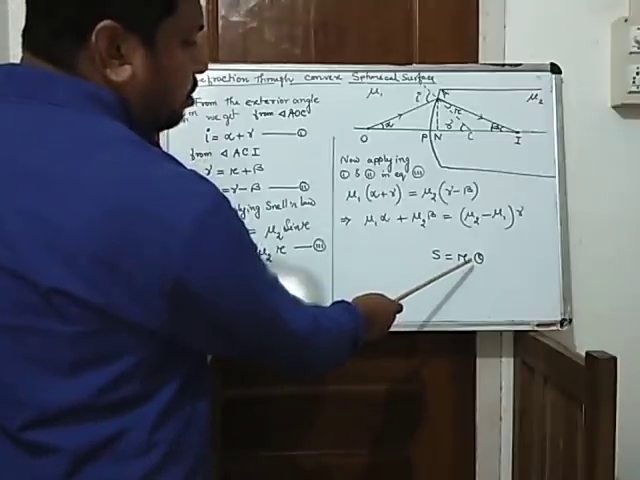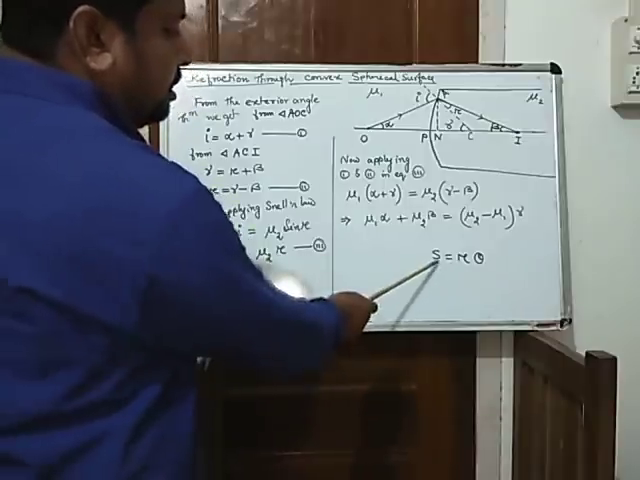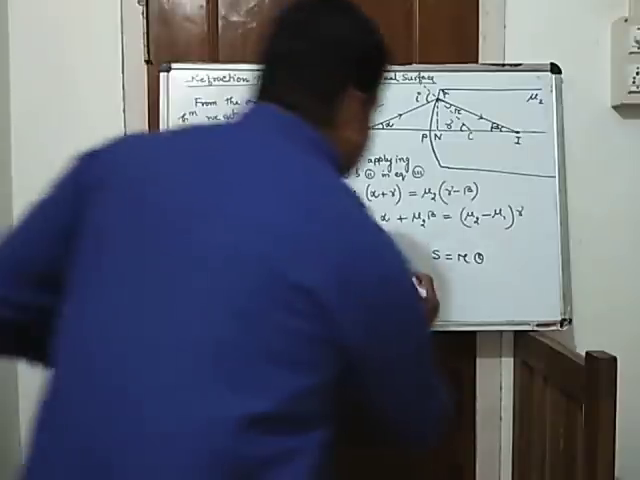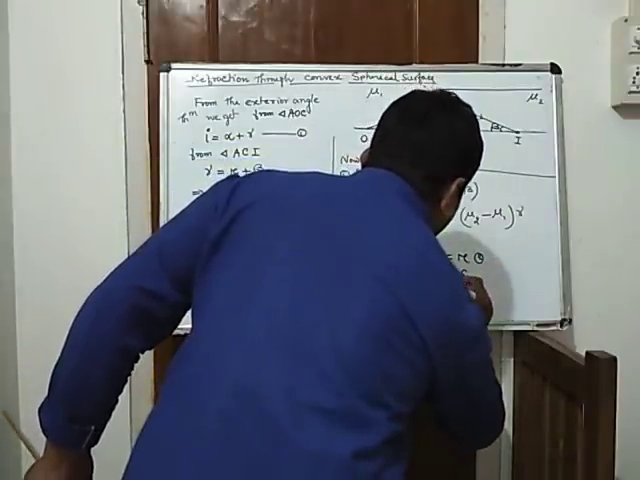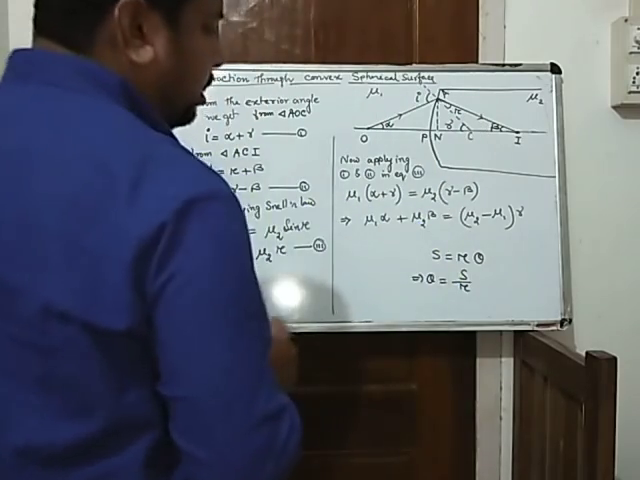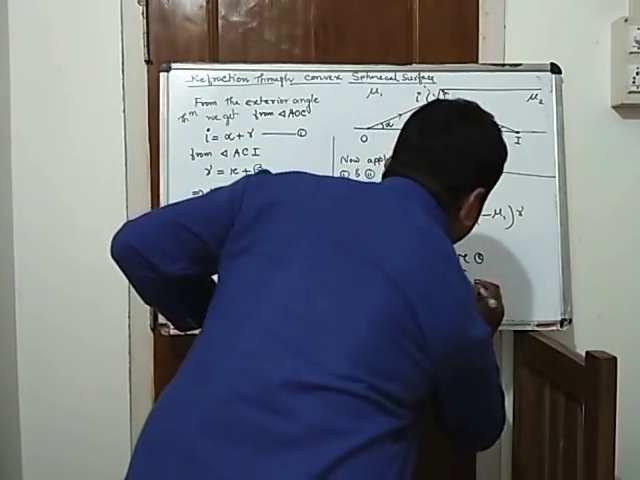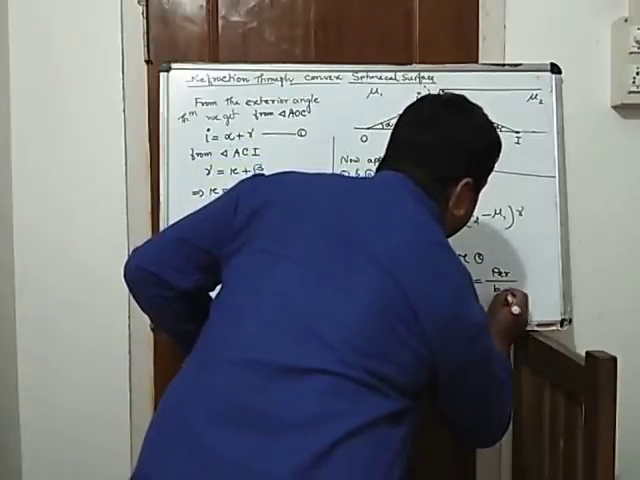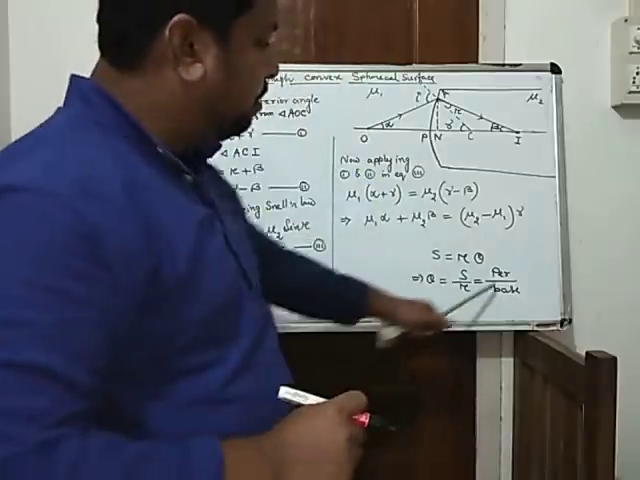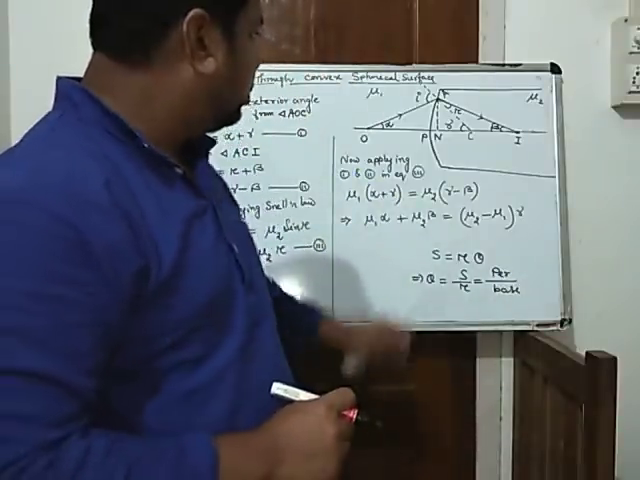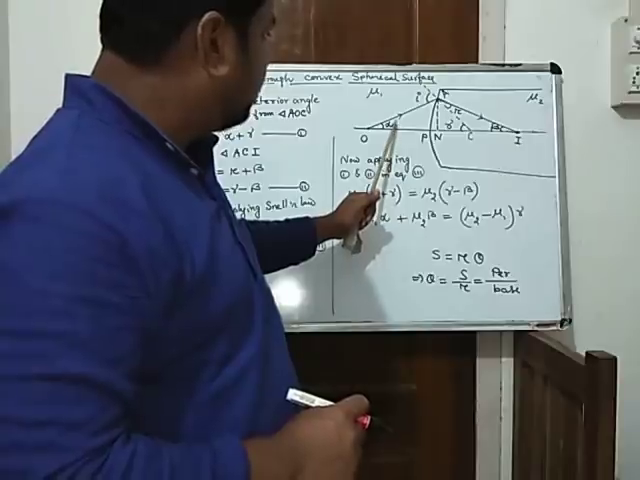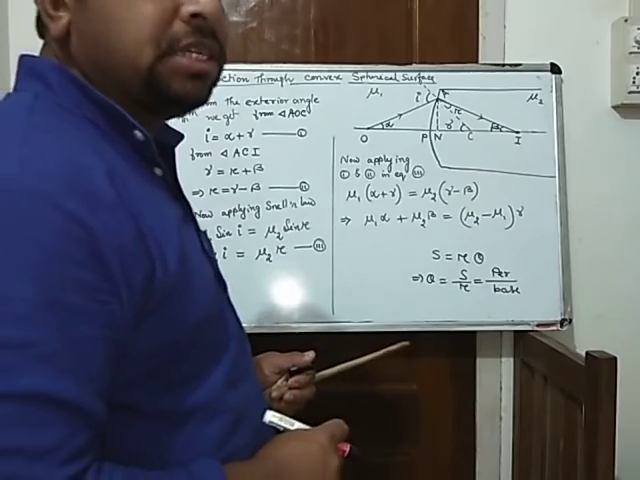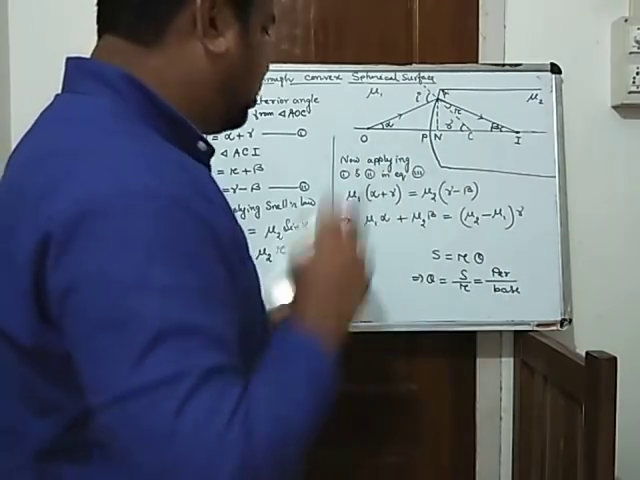So theta equals how much? S by R. That means S is the perpendicular and R is the base. Theta can be written as S by R, perpendicular by base. So here, if you consider this as alpha, alpha equals AN by OP. That means it is applicable as a tan measurement.